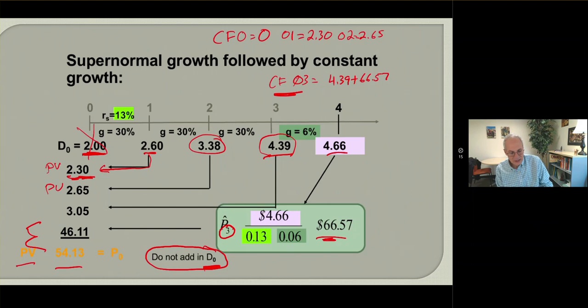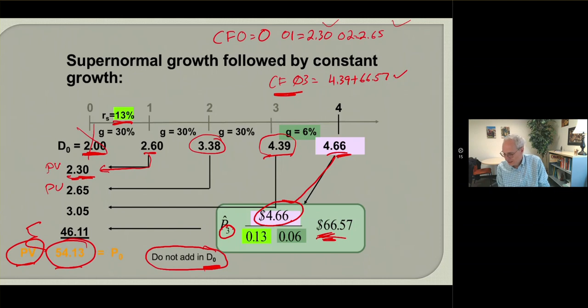And that's it. So you'd add those two, then you hit your NPV button and whatever. The 4.66 does not become cash flow year 4 because it's already been factored into this price of 66. So it's already been used. So that's it. There's 1, 2, and cash flow year 3. And if you hit the NPV button, with an R of 13% or an I/Y of 13, you should get $54.13.